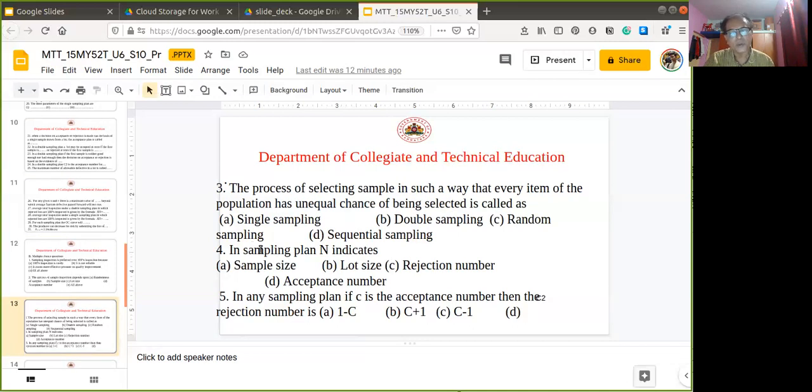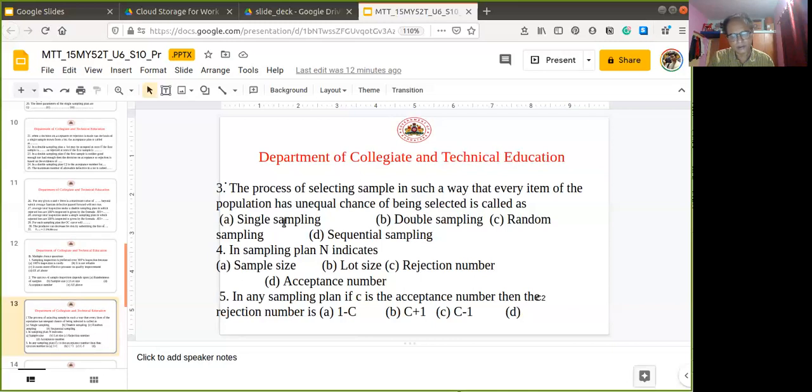Then the fourth one, in a sampling plan, capital N stands for, it is not the sample size. Sample size is denoted by small n, whereas the capital letter indicates the lot size. Lot size will be indicated by capital N. Now answers C and D are the wrong answers for that.